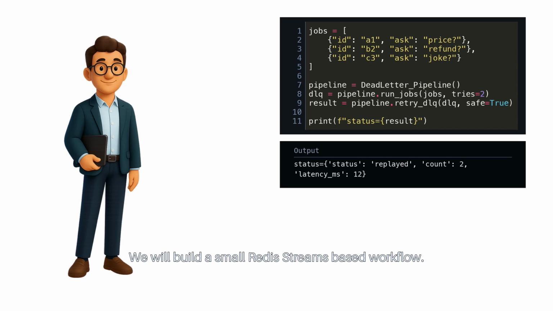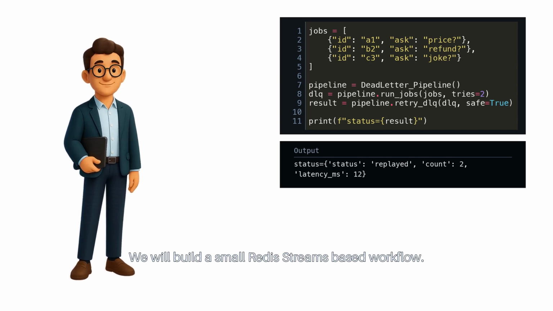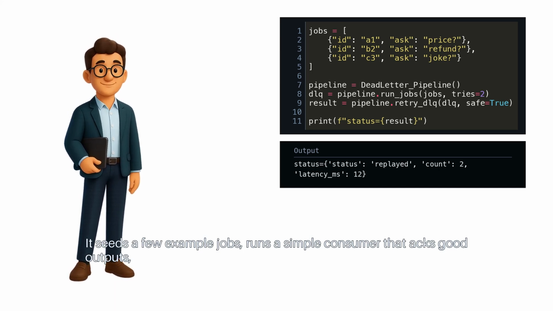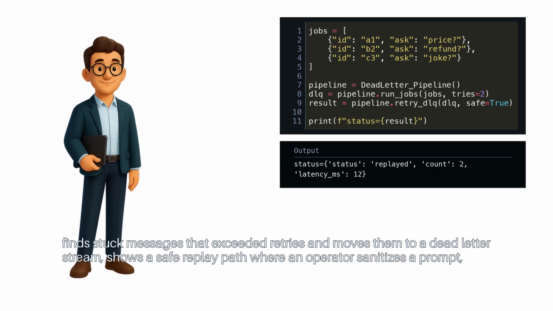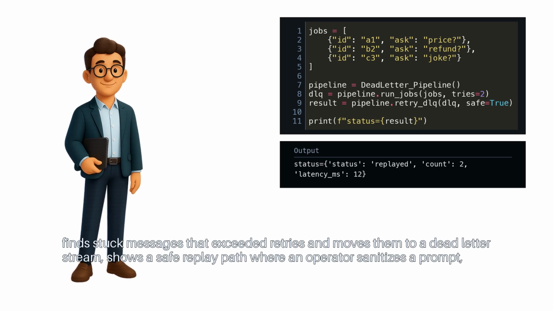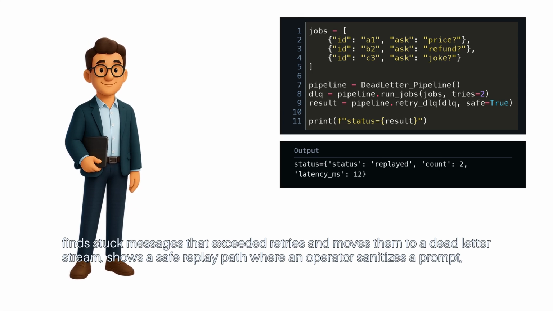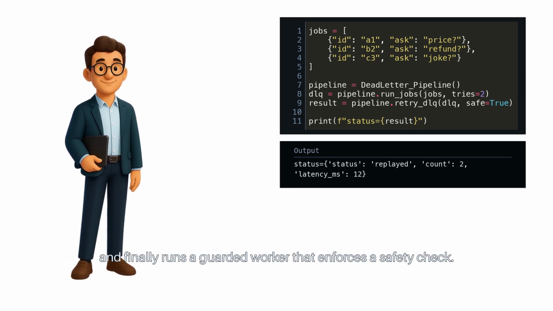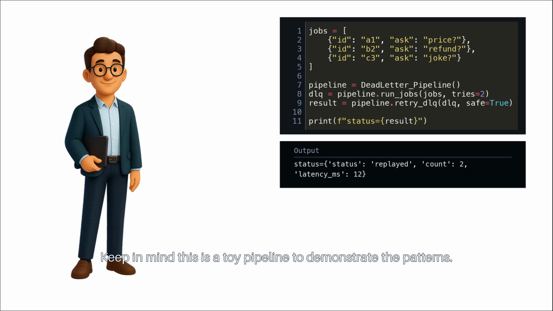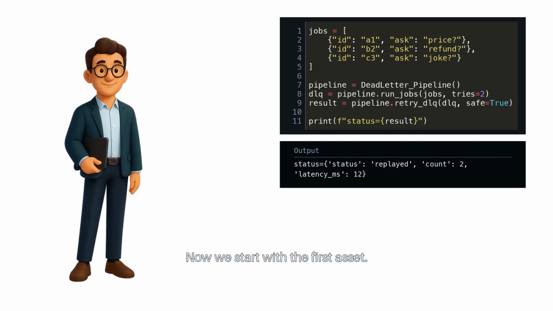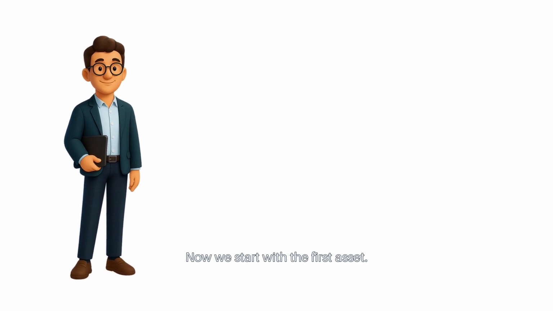We will build a small Redis Streams based workflow. It seeds a few example jobs, runs a simple consumer that acknowledges good outputs, finds stuck messages that exceeded retries and moves them to a dead letter stream, shows a safe replay path where an operator sanitizes a prompt, and finally runs a guarded worker that enforces a safety check. Keep in mind, this is a toy pipeline to demonstrate the patterns. Now we start with the first asset.